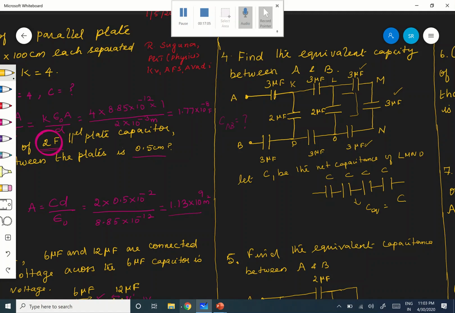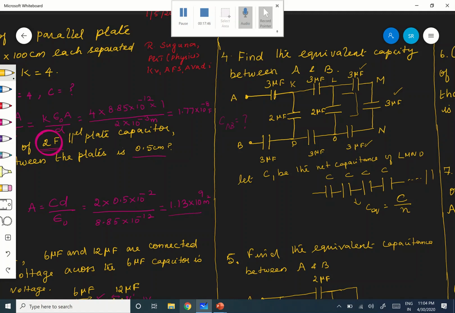So C equivalent here is equal to C. How many such capacitors are there? 4. C by 4, that's the equivalent capacitance. Are you following? If there are n such capacitances, then it will be C by n. Hope you are following. But all should be the same. All are of the same capacitance C, and n number of capacitors are connected in series. Easy. If 10, then C by 10. Very simple.